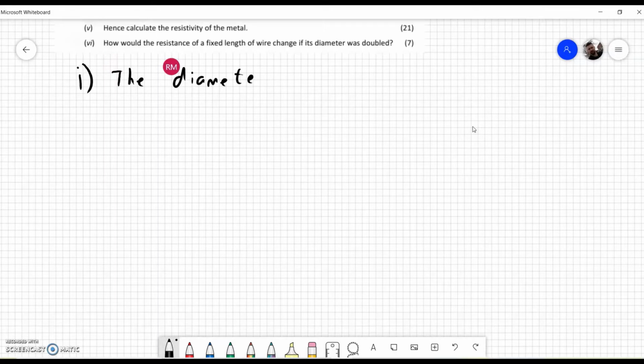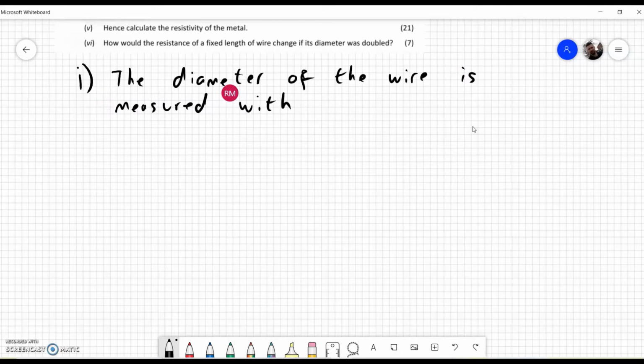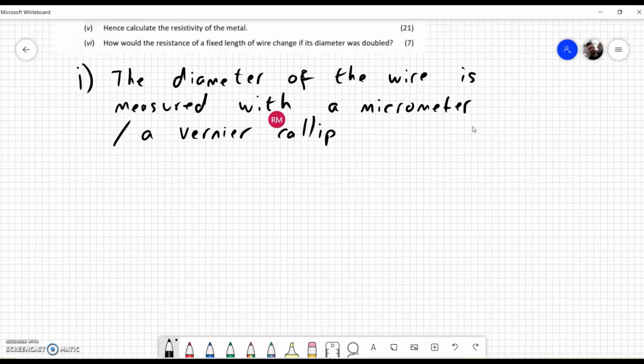The diameter of the wire is measured with, you have two options here. One is a micrometer, but not every lab's going to have that. So you might also say with a vernier calipers. They also will accept a digital vernier calipers as well. So that's what we have just for part A.